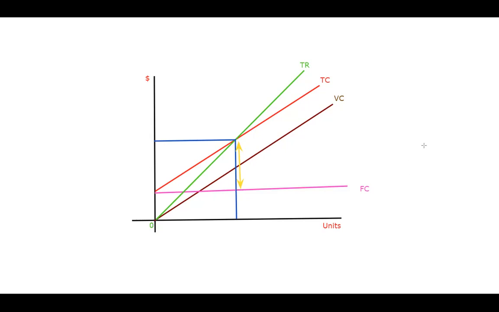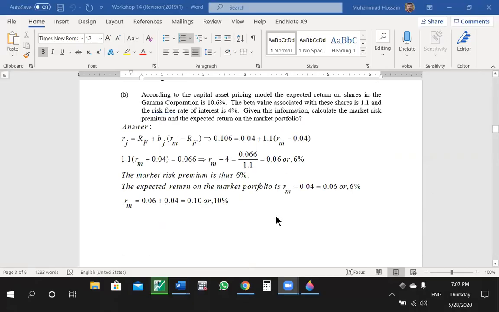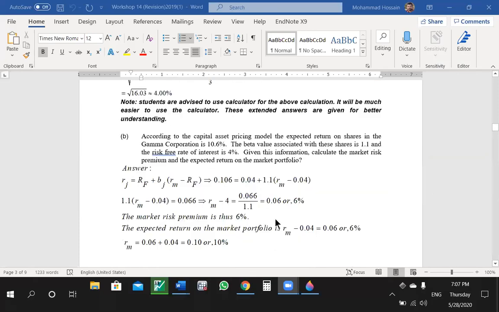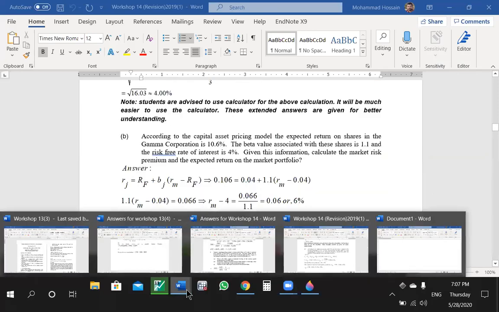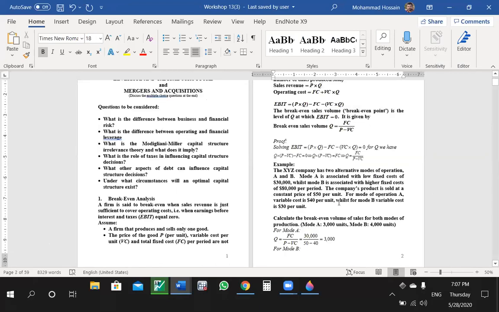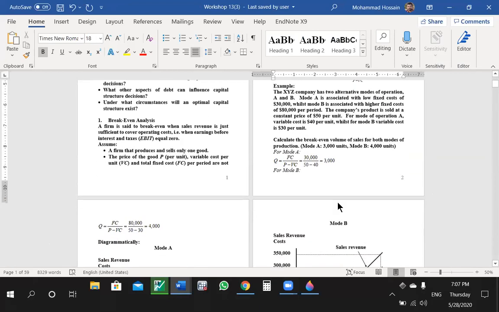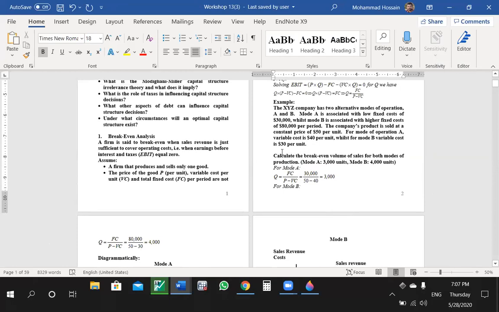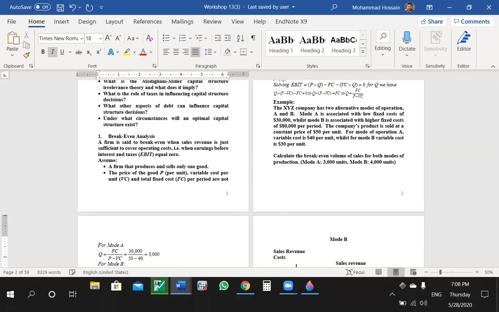All right, let me go back to my book again. The new screen share. Okay, so that's what I tried to explain to you in here. Here they give an example in this situation. Calculate the break-even point for two situations, for mode A and mode B, two modes.